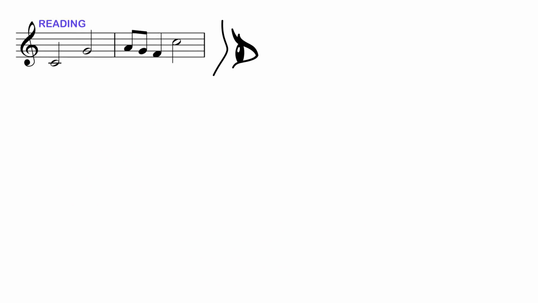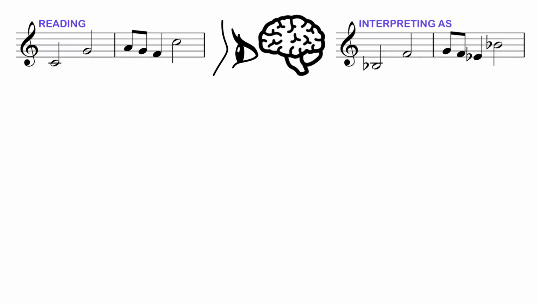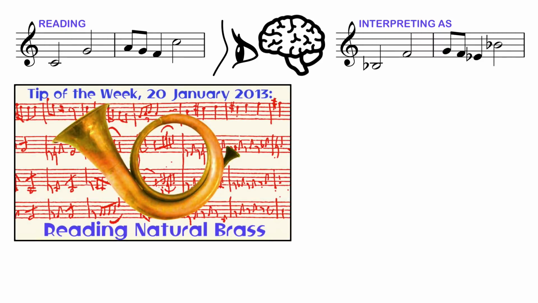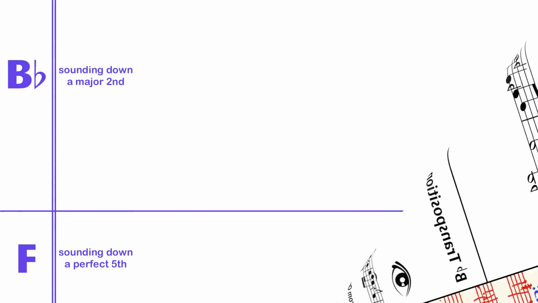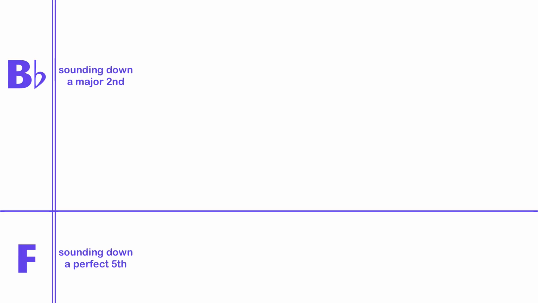This is just an acquired skill like any other, which involves mentally offsetting the notes you read to represent pitches that are higher or lower. Earlier in the video, I referred to a video tip that could prove very useful in transposing natural brass, and I recommend checking it out. I also released the B-flat transposition course for anyone on YouTube to study, which is an excerpt from Orchestration 102, the wind section. If you really want to be a competent score reader, then you should at least understand how to transpose on the keys of B-flat and F.